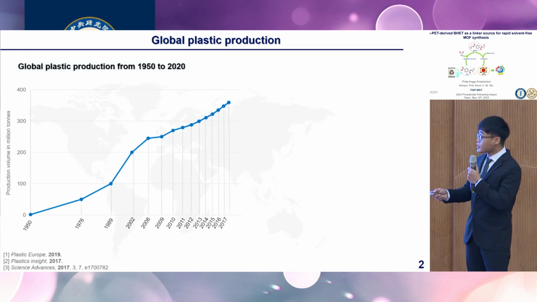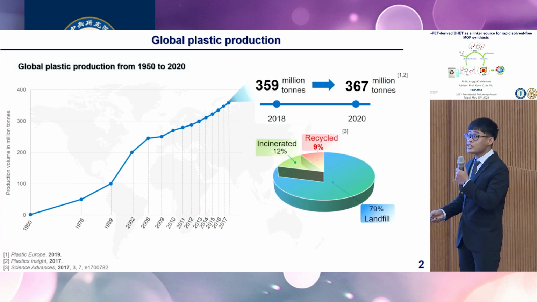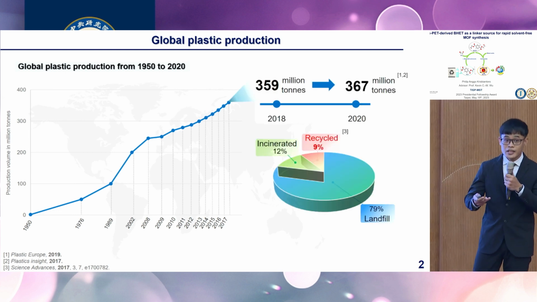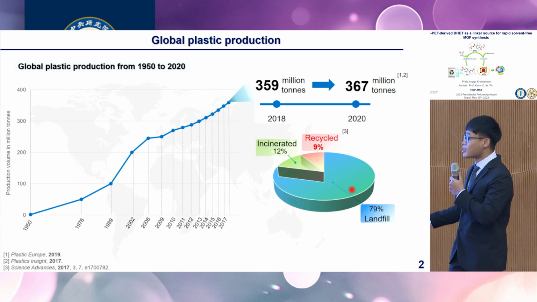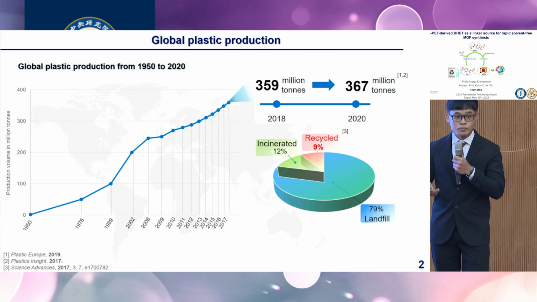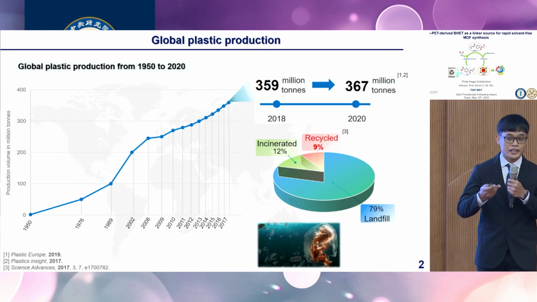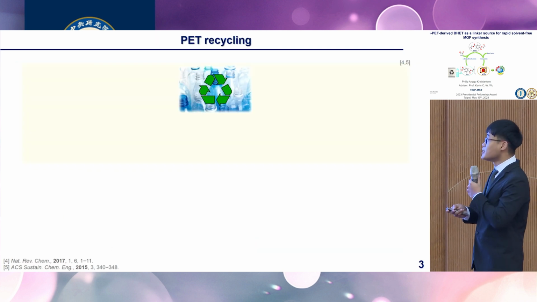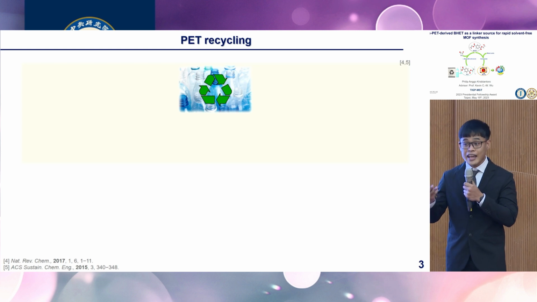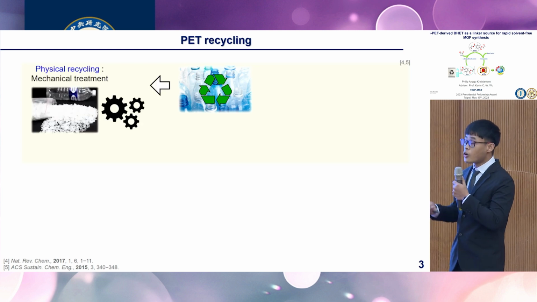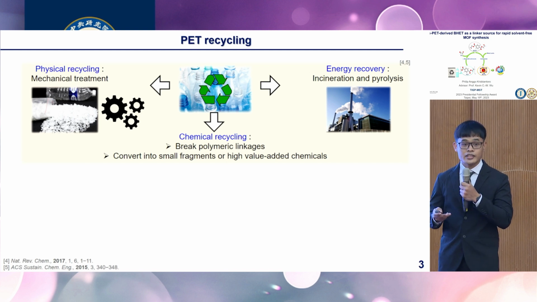As we know, global plastic production has rapidly increased over the years, and it reached 370 million tons in 2020. Unfortunately, the majority of it, around 80%, has become landfill pollutants. And of course, plastic pollution has a negative impact, not only on the environment, but also on human health. The only way to reduce global plastic production and pollution is recycling, either by physical or chemical recycling, and energy recovery by incineration and pyrolysis.